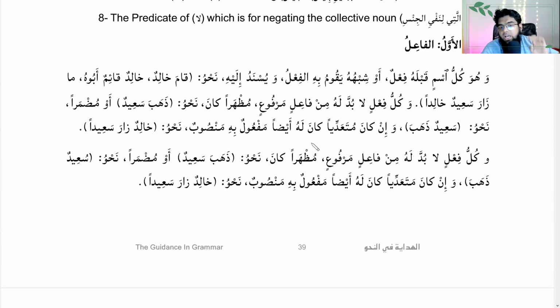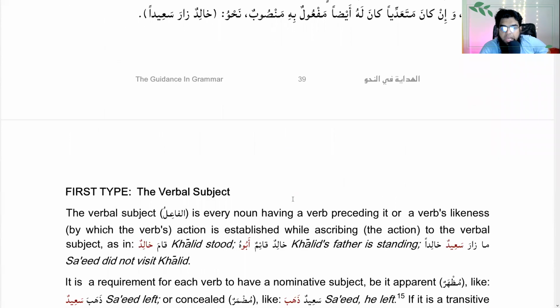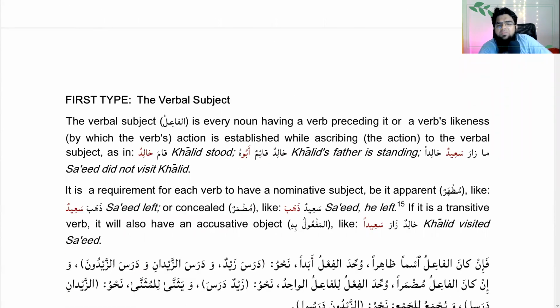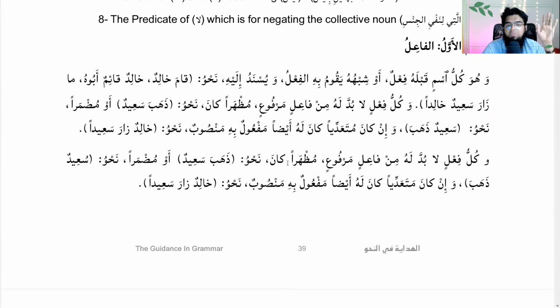وإن كان متعديا كان له أيضا مفعول به منسوب. Or if it is a transitive verb, it will also have a مفعول به. It will also have an object. Obviously, it will have an object. خالد زار سعيدا. So here it is مضمر. Zara, the فاعل is a pronoun. خالد, right? And the مفعول به is سعيد. I mean, it's fine. Here also it's hidden. And it could also have a مفعول به منسوب. Fine. I mean, that's obvious.